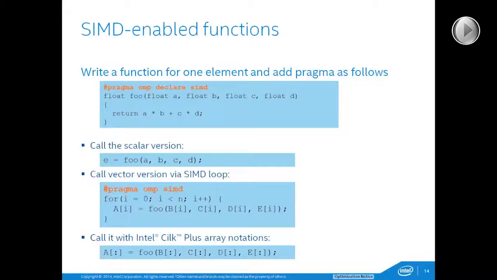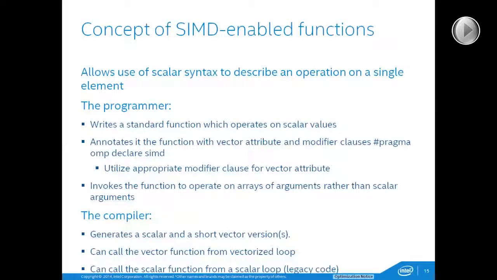So here you could see that when I invoke the function foo, I'm going to pass vectors rather than traditional scalars. And as long as I have declared it as SIMD enabled, this function call will actually work fine. So that's the advantage of using SIMD enabled functions in your code.